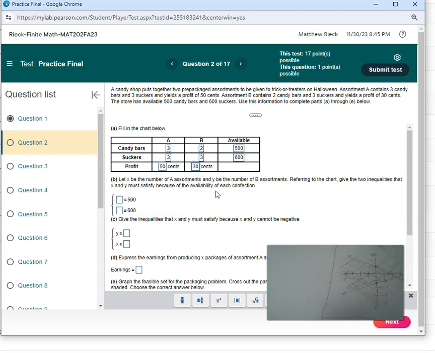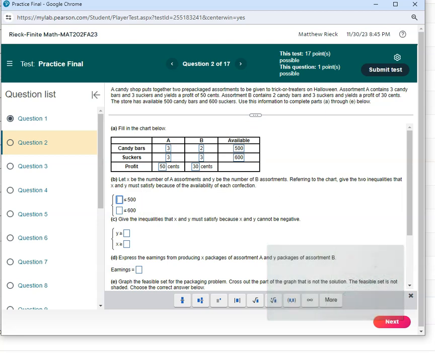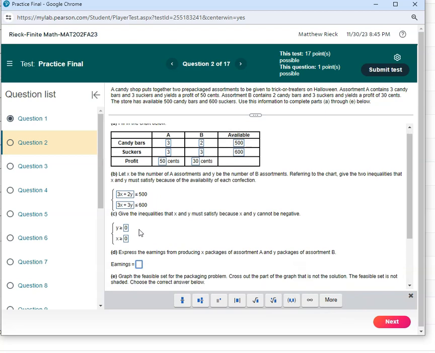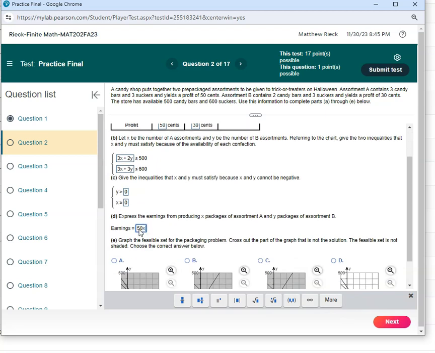So once you have the table, you can set up. X is the number of A assortments and Y is the number of B assortments. Now setting up my constraints: 3x plus 2y has to be less than or equal to the total number of candy bars available, and 3x plus 3y has to be less than or equal to the total number of suckers. And again, we can't have negative amounts of candy bars or suckers. And then the earnings is going to be 50 cents times x plus 30 cents times y.